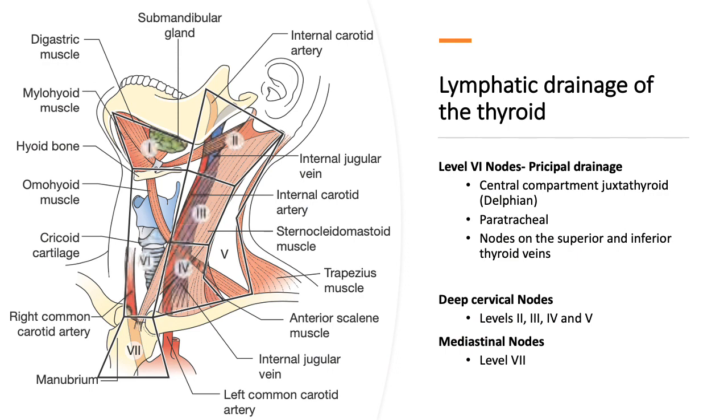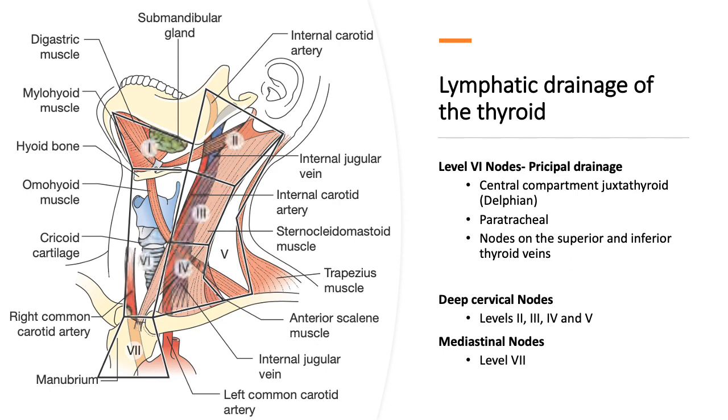So, the lymphatic drainage of the thyroid. The principal lymphatic drainage of the thyroid gland is level 6. That is called the central nodes. And central lymph node dissection should be carried out during surgery for medullary carcinoma of the thyroid. So that is the surgical importance of central lymph nodes.